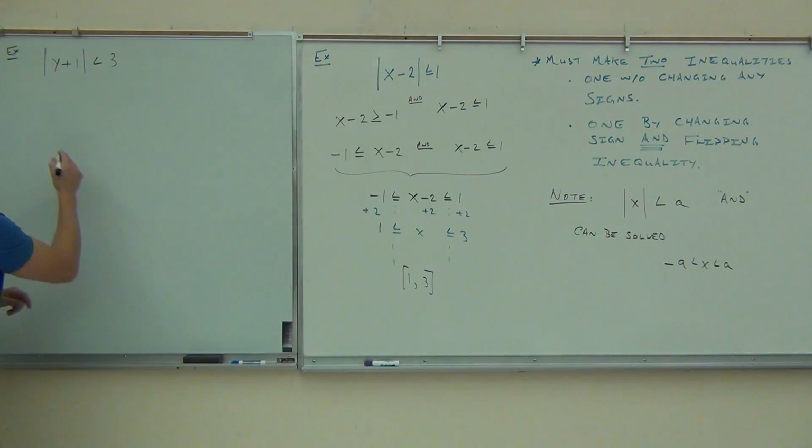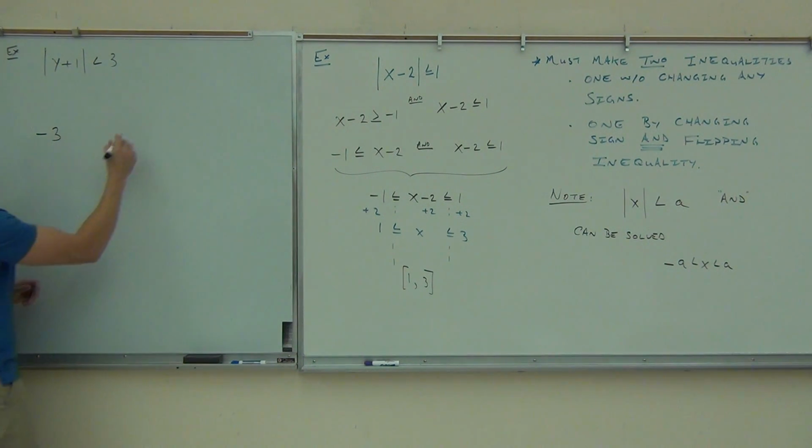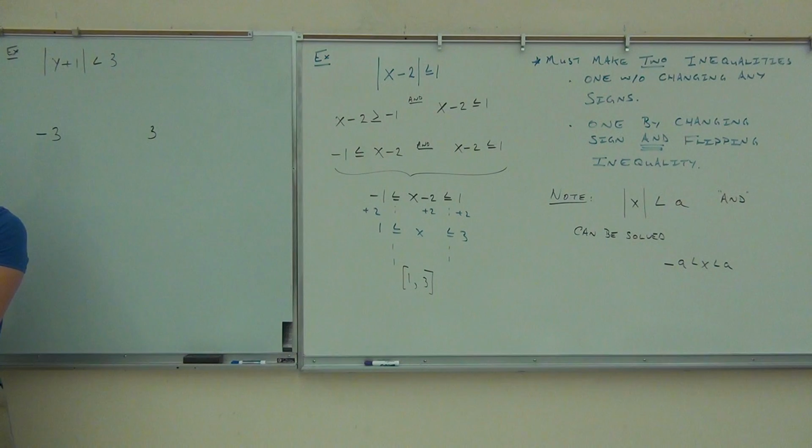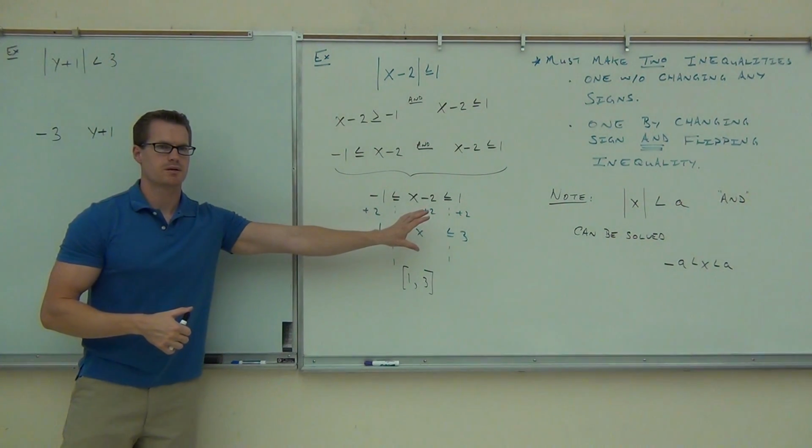So we are still going to write -3, and we're going to write 3. What goes in the middle of those things? 4 plus 1. If you're a little confused on this, pay attention up here, okay?